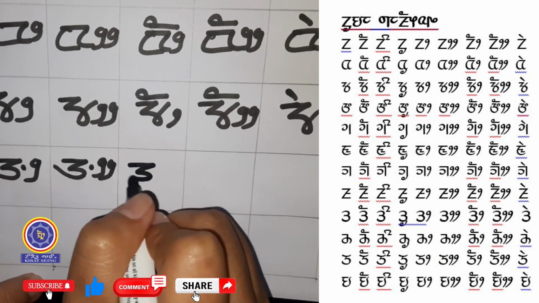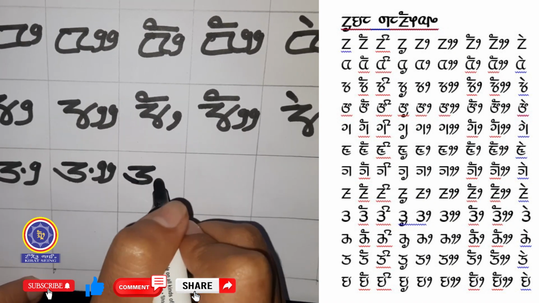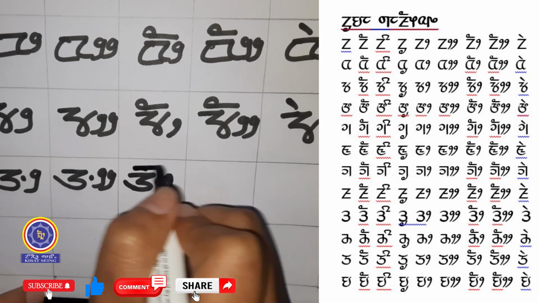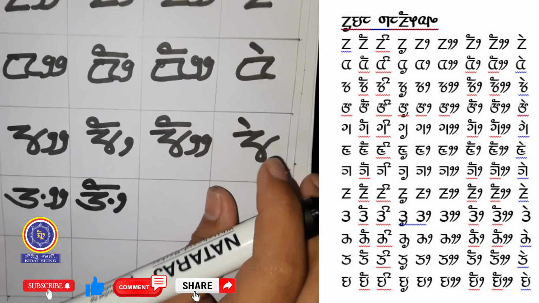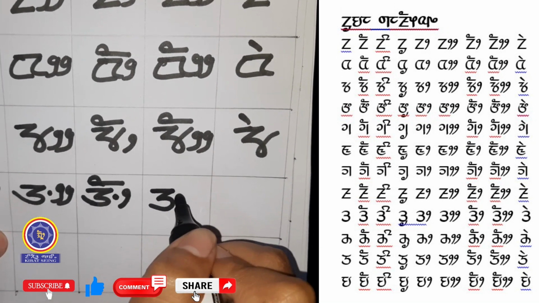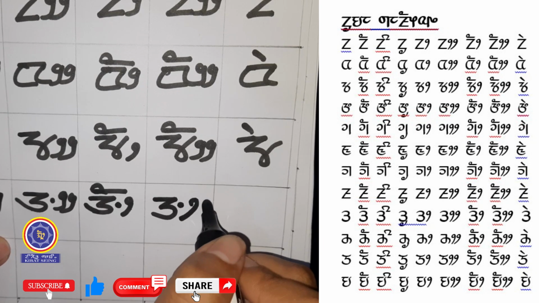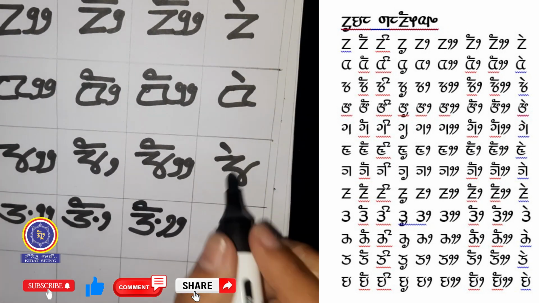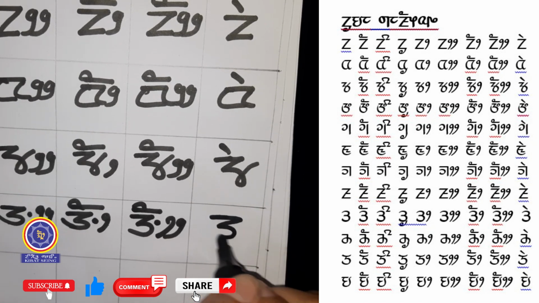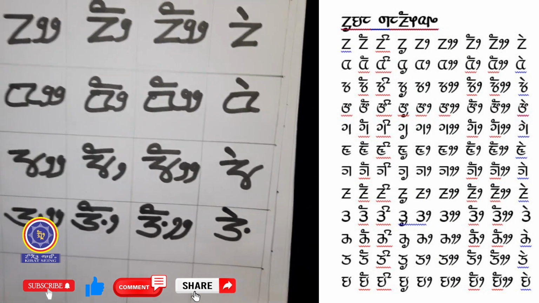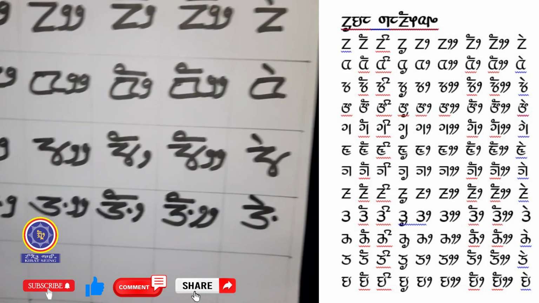And then ngo and add tumbo, ngo tumbo ngo. And again write ngo and add tumau, and it's ngo tumau ngau. And the last one is ngo and write pecha, ngo pecha nge.